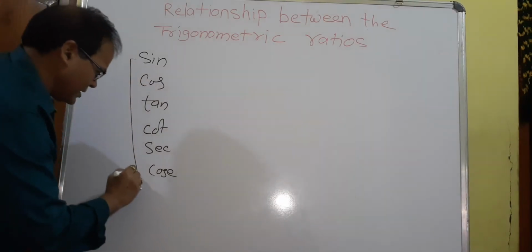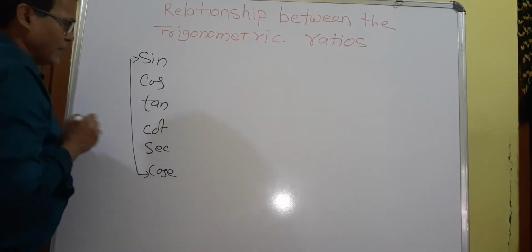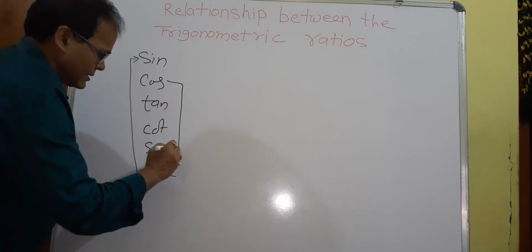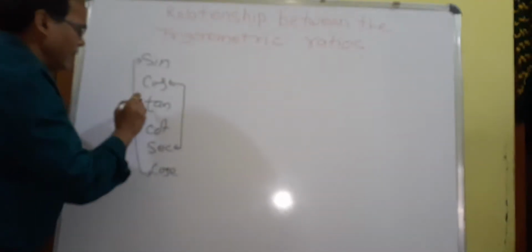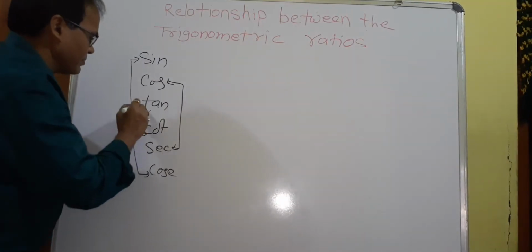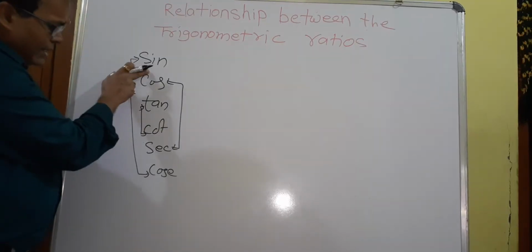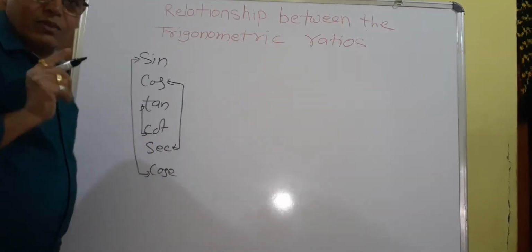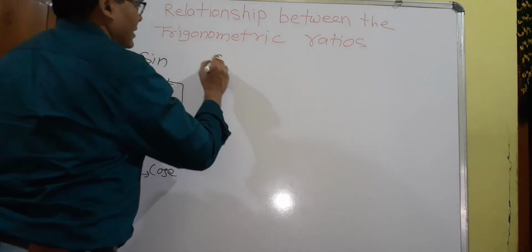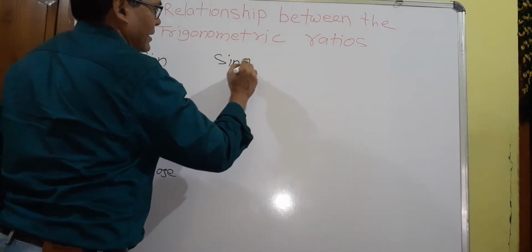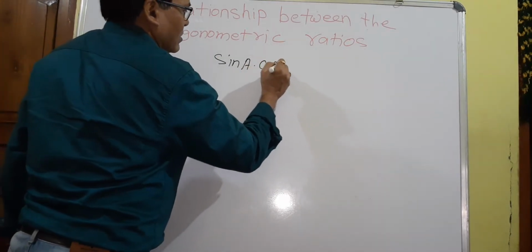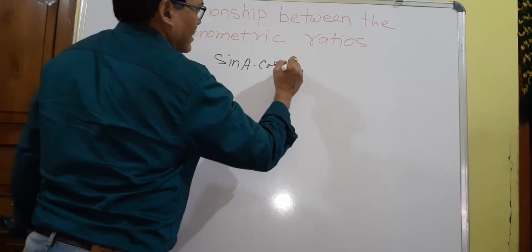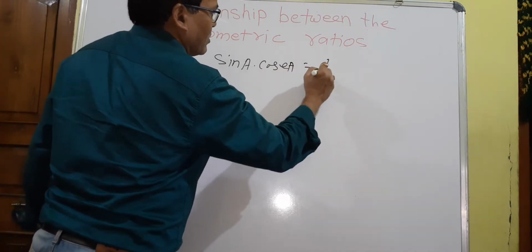So first and last we make a relation. First and last. Second and second last. And the middle two. So sine A into cosec A is equal to 1. So we can say sine A times cosec A is equal to 1.